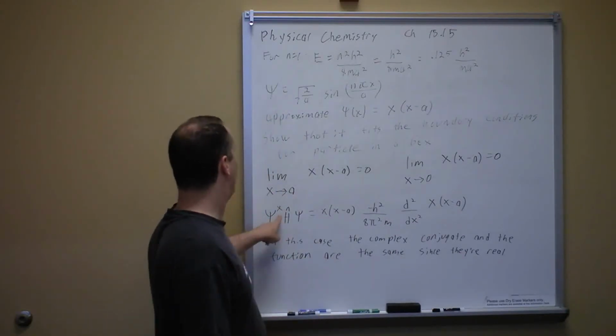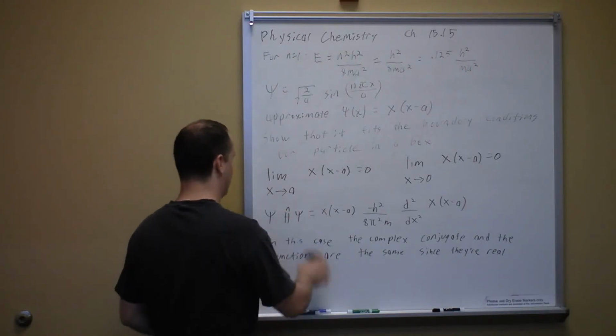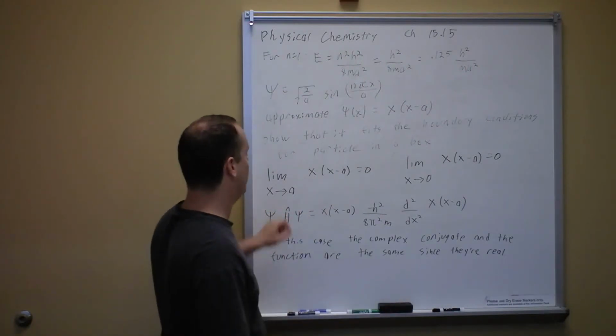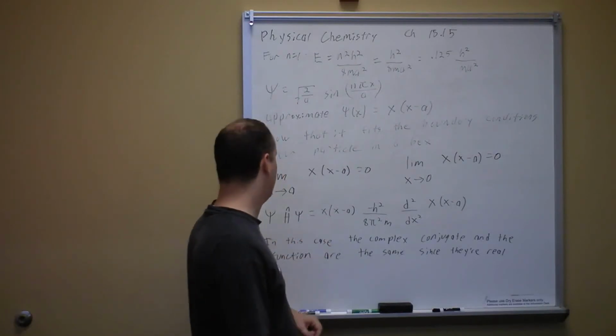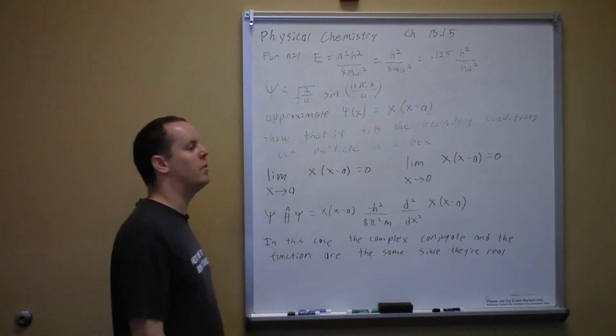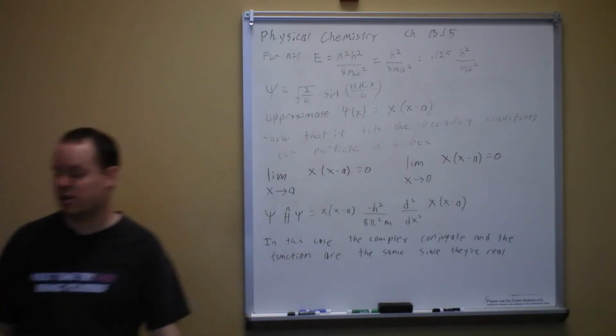Now in this case, I wrote it as complex conjugate, but we're talking about real functions here, so sometimes they don't even bother to put on the star to indicate complex conjugate, because our function is real, therefore its complex conjugate is going to be real. So a real function is its own complex conjugate. I think I mentioned that.